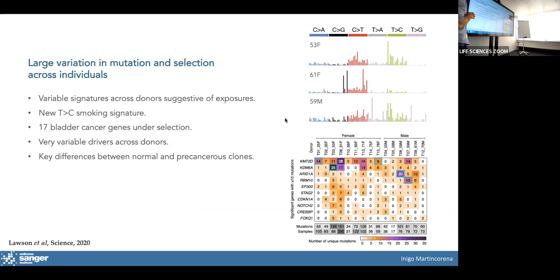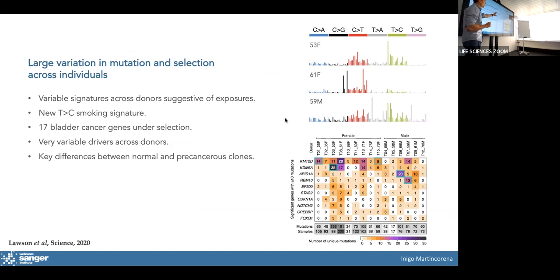This is a very short summary of a big paper. A main thing we found was a lot of variation across individuals. These were healthy individuals, but we found a surprising amount of variation in the rates of mutation and in the signatures of mutation, suggesting that different people are exposed to different mutagens in their lives.